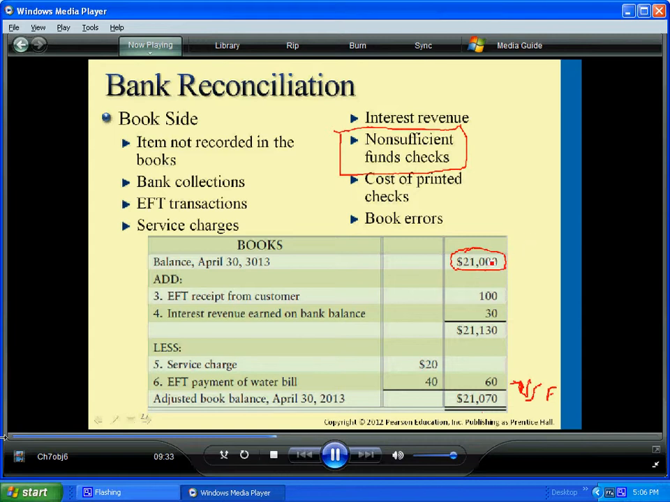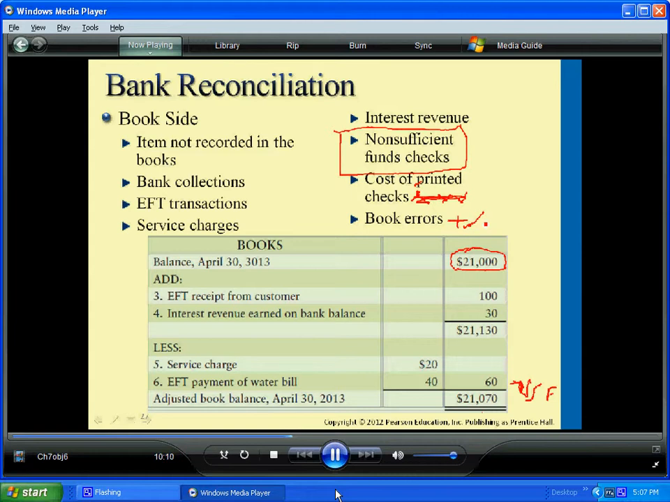What else could we have? We could have the cost of printing checks. That's similar to a service charge. Okay, forget it, it's not working. Cost of printing checks would be similar to a service charge. Book errors, just like we could have bank errors, we would either add them or subtract them depending upon which way the error goes. And we'll talk more about that later.